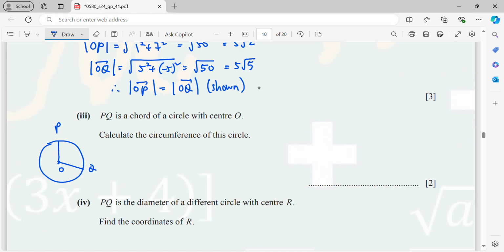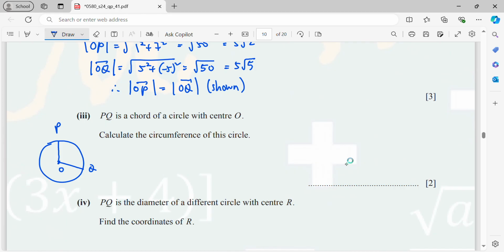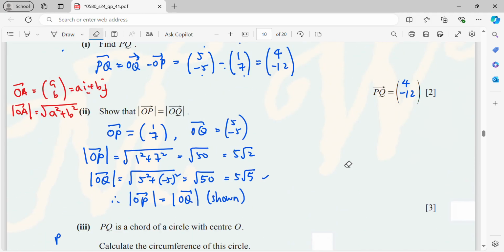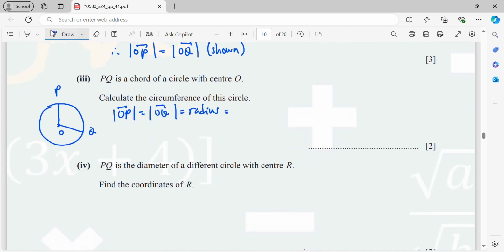Now from here I know that OP and OQ will be radius, right? It's mentioned here. Probably you can just draw it on this diagram, but it is too large, so I will just simply draw another one over here. So magnitude OP equals magnitude OQ equals the radius. We have found that this is 5 square root 2. So the radius is 5 square root 2. Right, so now center O, that means the center is at the origin.